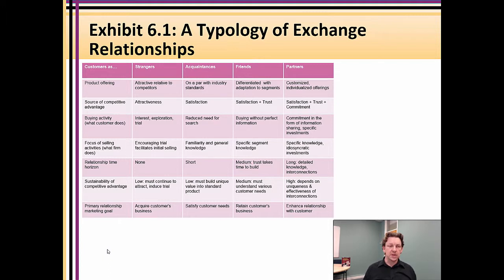What is it that the customer does? Well, it's about interest, exploration, it's trial. You're at innovation adoption theory here. So your CB grounding is innovation. What is it that you're trying to do? You're trying to get someone through the door to try the product. So you're looking for trial adoption. You've got no operational relationship with this customer because they're a new customer.